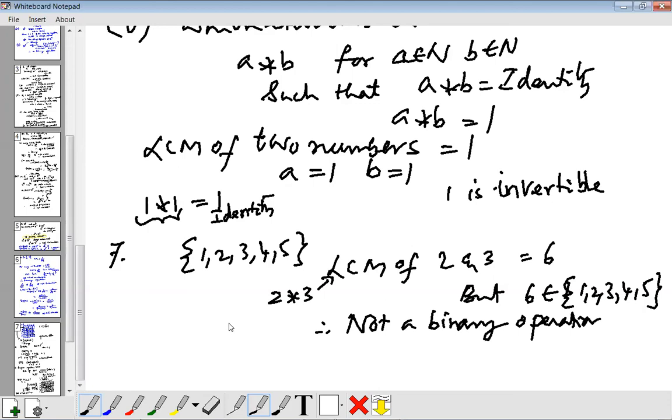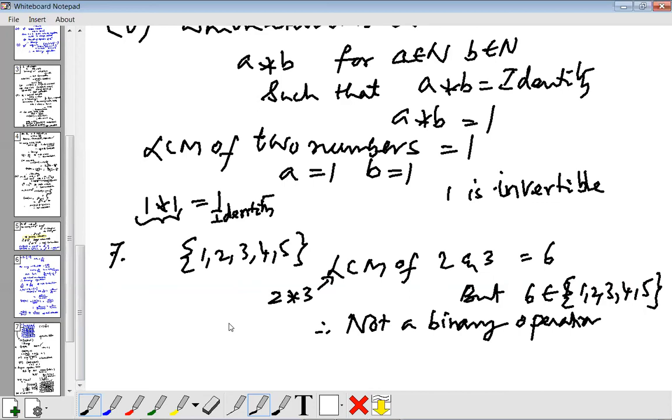So, eighth question. A star B operation on N defined by A star B is HCF of A and B, which is the same as our question 5. Only difference is he has taken all natural numbers. So is star commutative? We have done that, right? So is it commutative? Yes, it is commutative. Was it associative? Yes, it is associative. Does there exist identity for this binary operation?